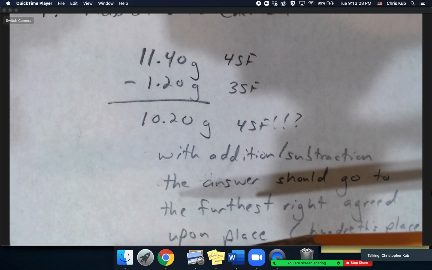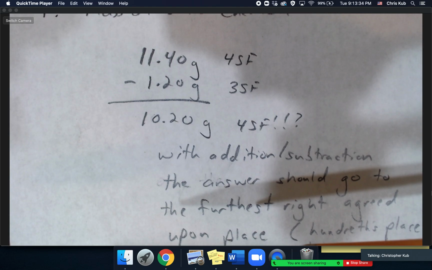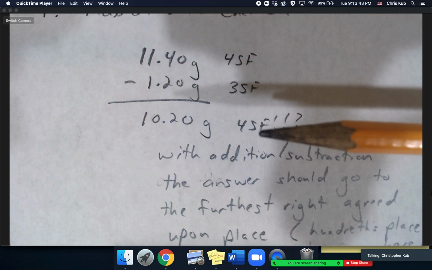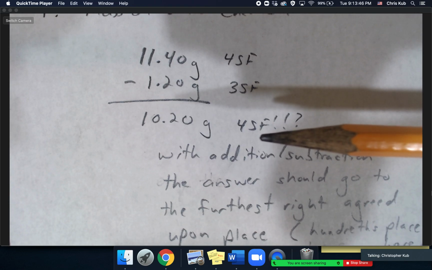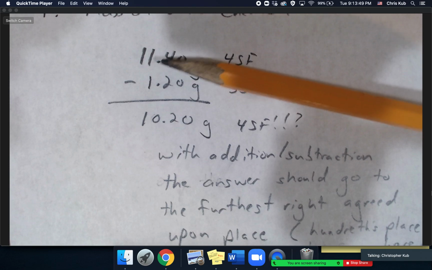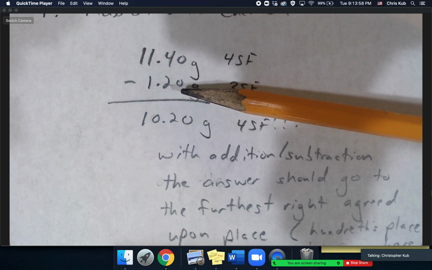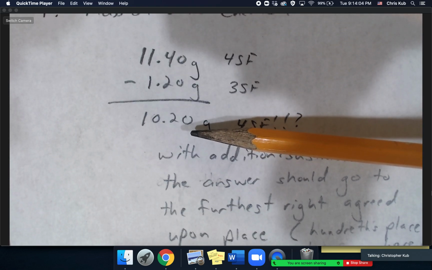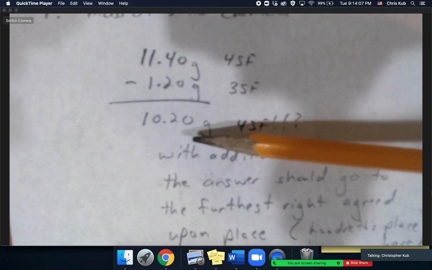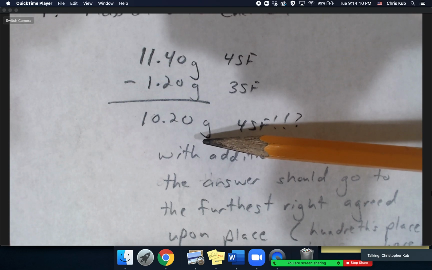But how should you report this to keep track of the level of precision of your scale? Should you keep track of sig figs? Actually, no. We do keep track of sig figs when we're doing multiplication or division, but when we're doing addition or subtraction, what we care about is just the place of our measurements. So this 11.40 grams, that went to the hundredths place. And this 1.20 grams, that went to the hundredths place. So we get to go to the hundredths place for this subtraction. And so we get 10.20 grams. That's weird. That's the mass of it.